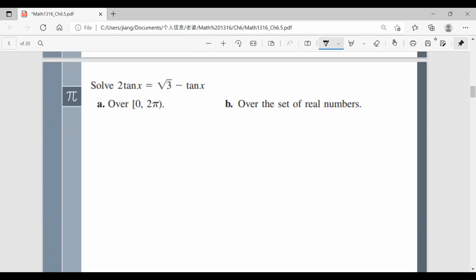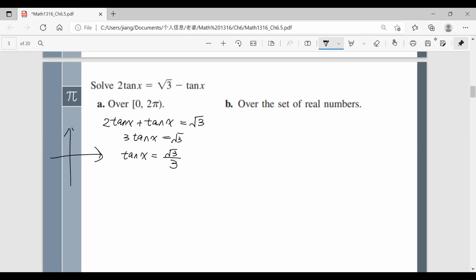Okay, let's move on to see the next one. Solve 2 times tangent x equals square root of 3 minus tangent x, number 8, over 0 to 2 pi. So this one, we need to combine the like terms together, which is tangent x. So we can add tangent x to both sides. So 2 tangent x plus tangent x equals, this side plus tangent x is just the square root of 3. So 3 times tangent x equals square root of 3, and tangent x equals square root of 3 over 3.